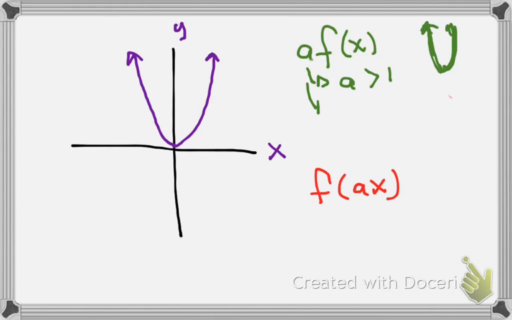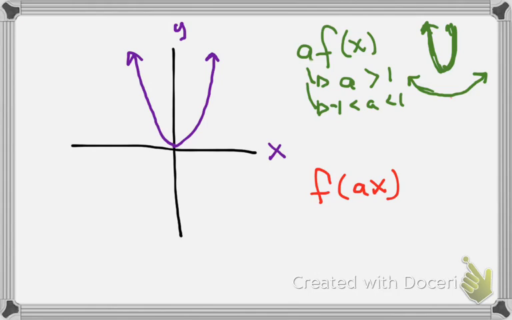If a is a fraction or a decimal, that means it's between -1 and 1, the parabola is going to be wider. And that means the closer it is to 0, the wider it is. So again we're going to be playing with the compress and stretch thing.